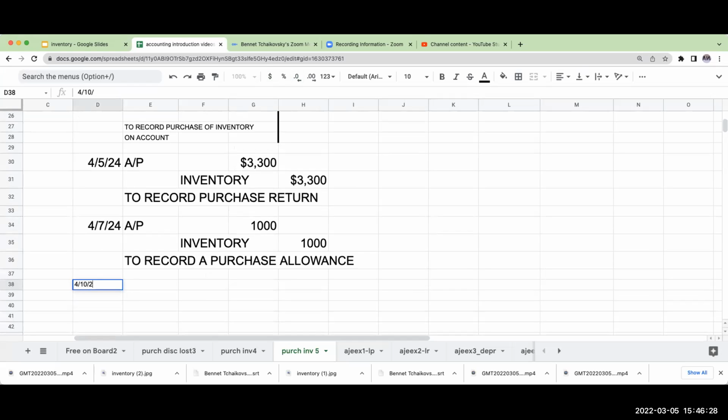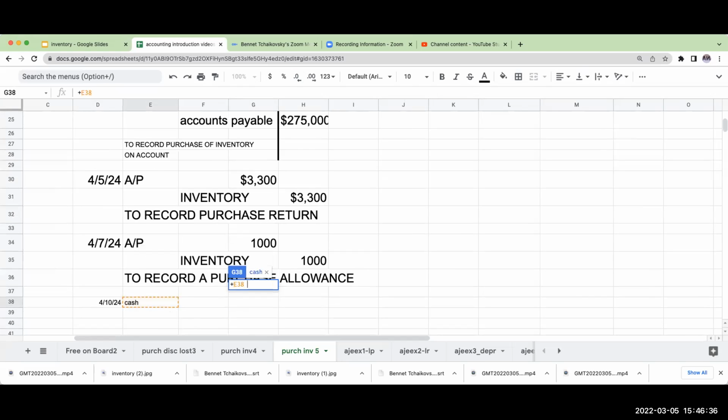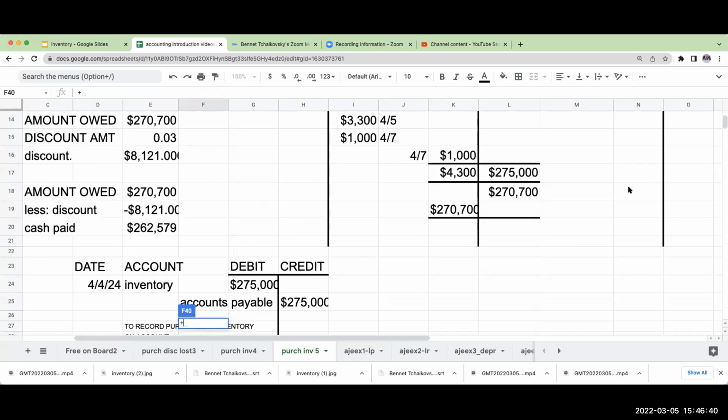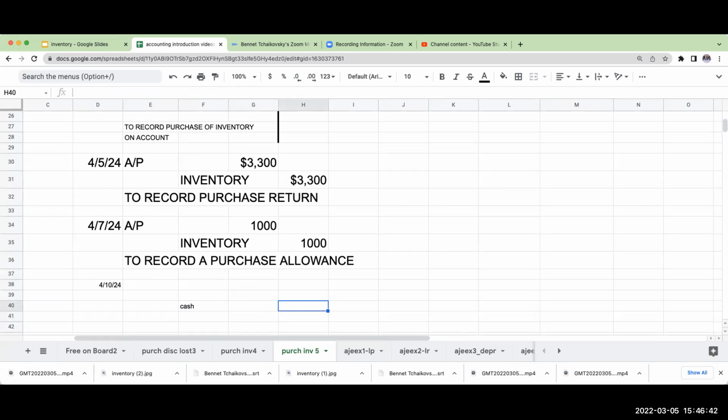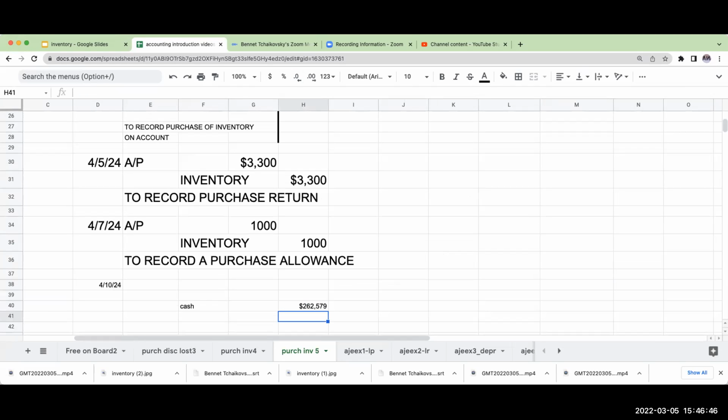So let's see where we are right now. On 4/10/24, I'm debiting cash, excuse me, crediting cash. Wow, Tchaikovsky, you're just losing it today. We are crediting cash, not tango, but cash. And if anybody gets that reference, I'm going to be shocked.